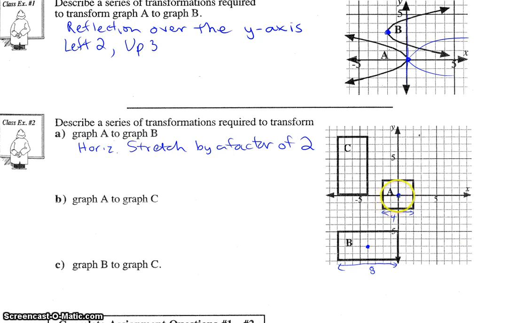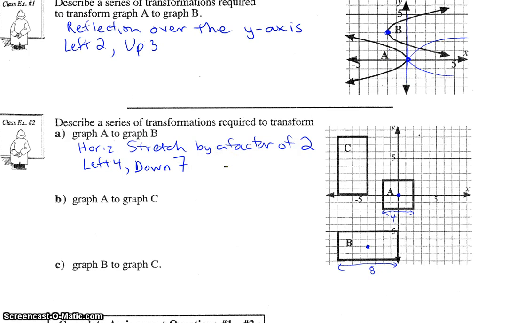How come we can use the middle? Because if we horizontally stretch about the y-axis, that point there does not move. Okay, so how far did it move? It went 4 left, 7 down. So left 4, down 7.